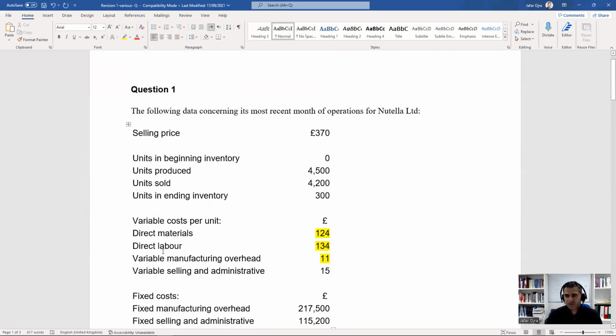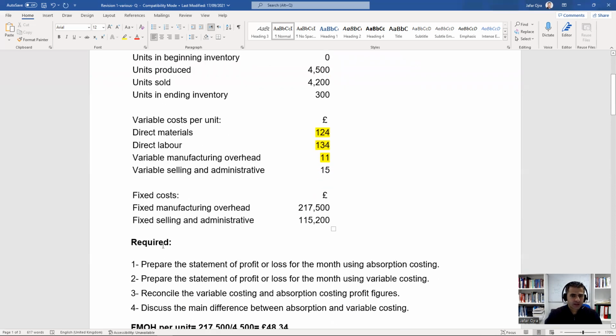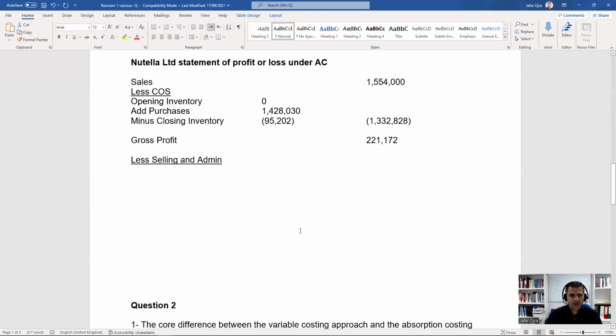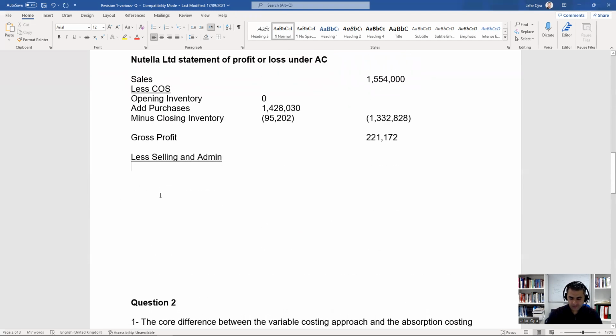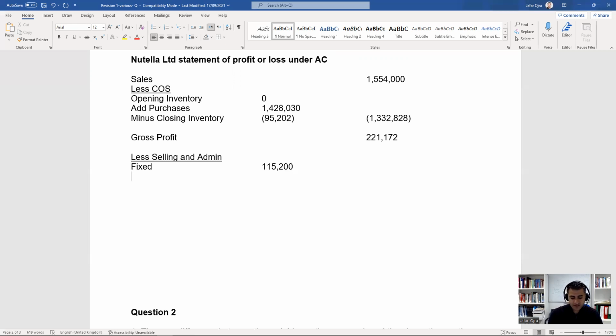So if you look at the question here, you can see that under selling and admin, we have, where is it? Here we go. We have fixed selling and admin, 115,200. Okay, let's write it down. So we have fixed selling and admin, which is 115,200. And we have variable selling and admin.